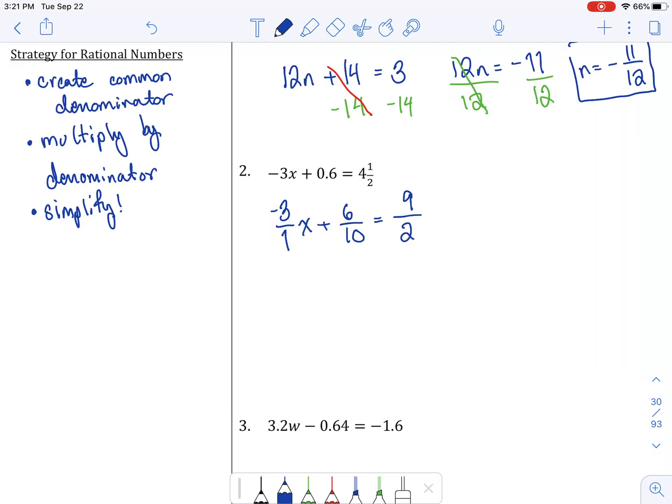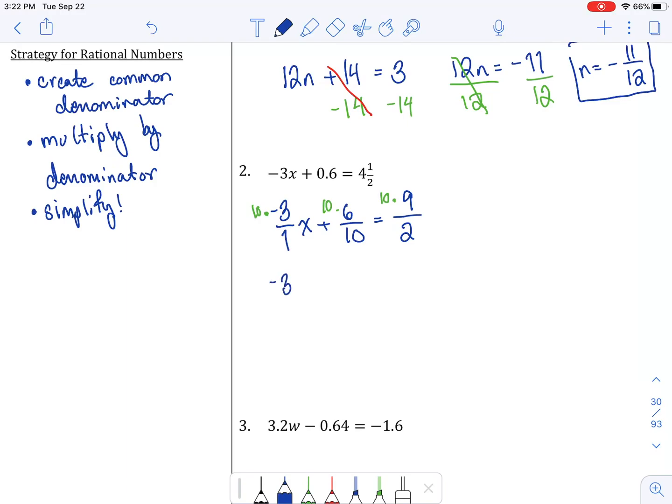Again, if you want to review these sorts of skills I'm using, please do. And please reach out if you want any help with that. Then I'm going to look at my denominators here. I've got 1, 10, and 2, so my common denominator is 10. In this case, I can just multiply by 10. This strategy also works. Just multiply by the common denominator.